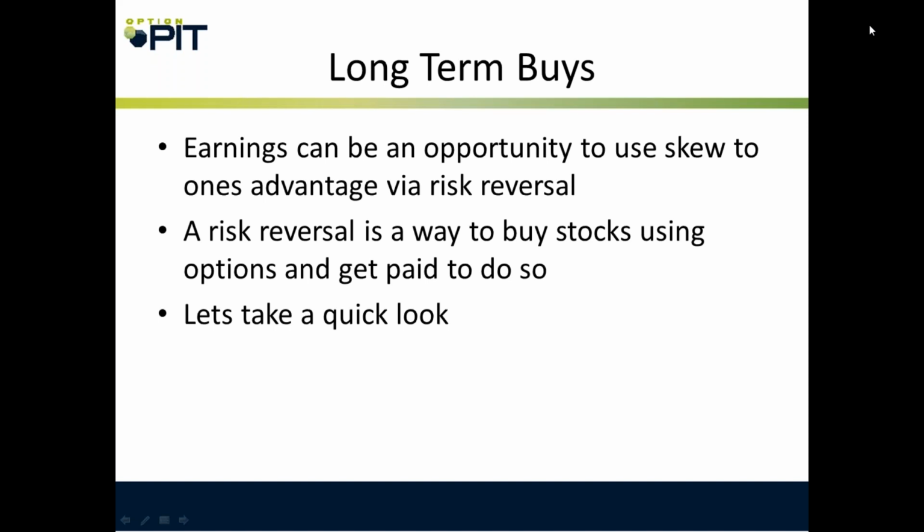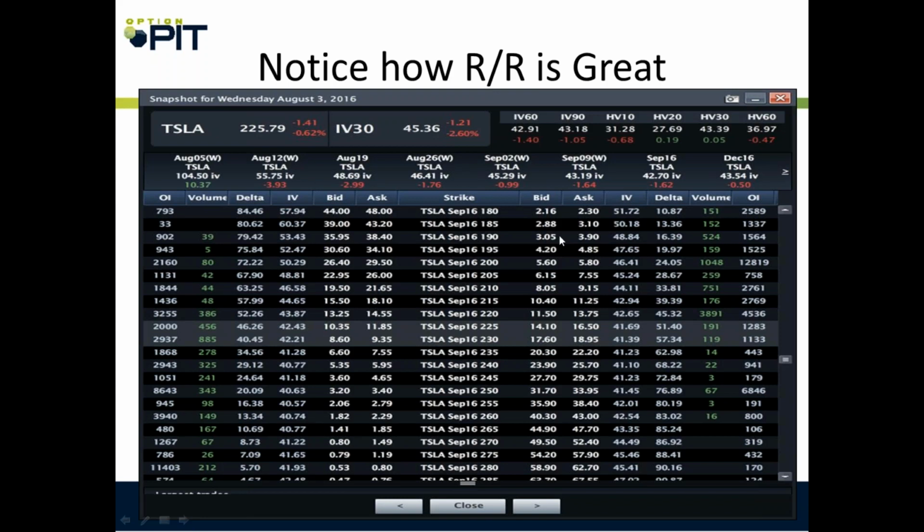So a risk reversal into earnings when vol is high can be a great way to use options to buy stock and get paid at the same time. So let's look at Tesla. This is September now. Volatility is still really high. So I want to own Tesla that's trading 225.